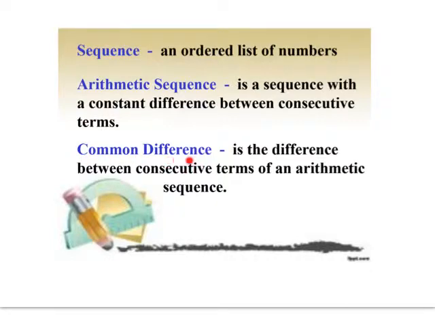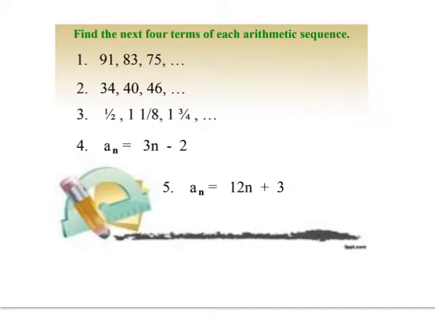The common difference is the difference between the consecutive terms of an arithmetic sequence. So that's the number that we're going to add over and over and over to get the next term. So if we take a look at these first examples, the directions say to find the next four terms of each arithmetic sequence. So first of all, let's take a look at the numbers that we have here.